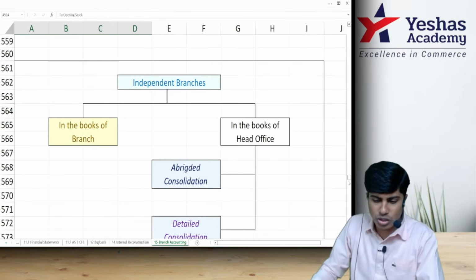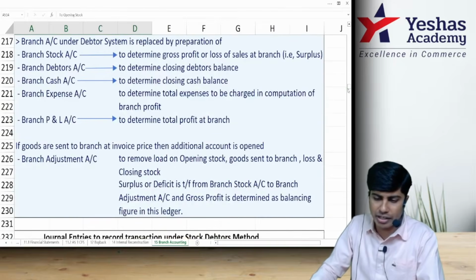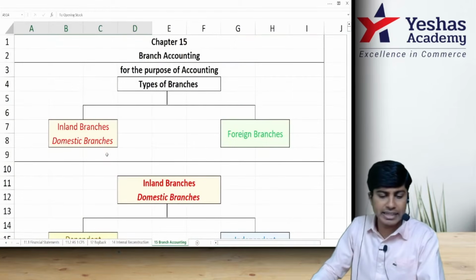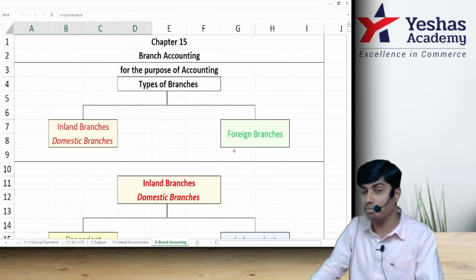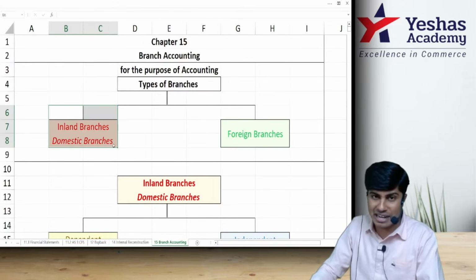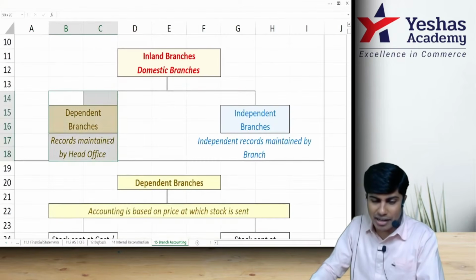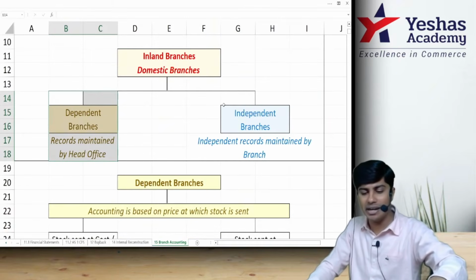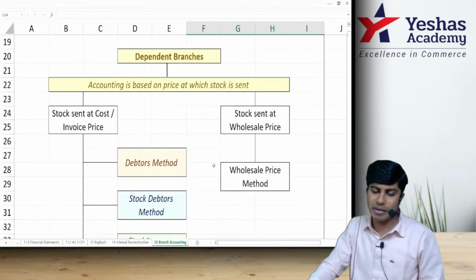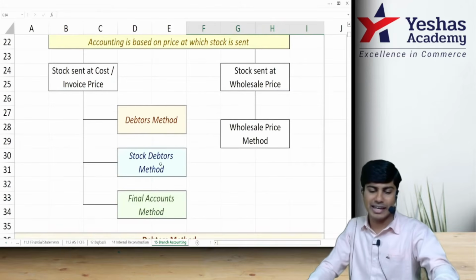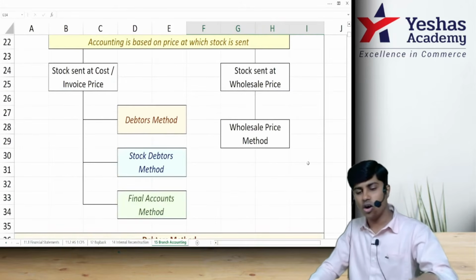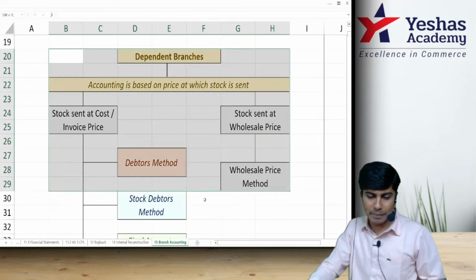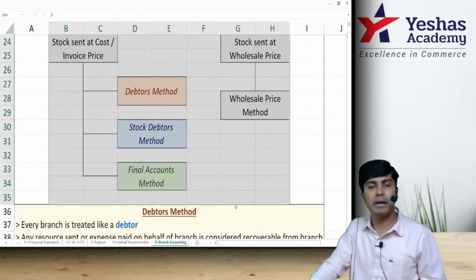Just to give you a heads up, the branch can be divided into two categories, that is inland branch and foreign branch. We have covered inland branch. It is dependent in the first part. Further, that inland branch can be divided into dependent and independent. Dependent branch can be accounted under debtors, stock debtors, final accounts method or wholesale price method, and this complete thing what you see here is covered in part 1.